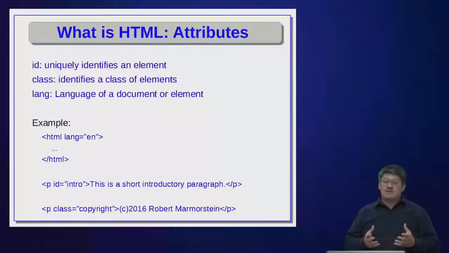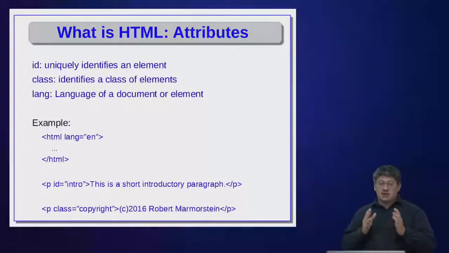Another way to identify elements on your page is to use the class attribute. That identifies a group of elements that should be treated similarly. Many different elements can share the same class, although they can't have the same ID. And also, an element can have multiple classes. It can belong to several different classes. Another global attribute is the language attribute that identifies the language of the document, if it's in the HTML tag, or of just one element.